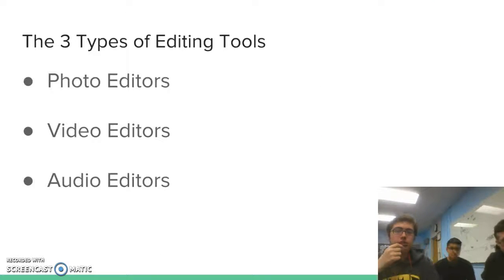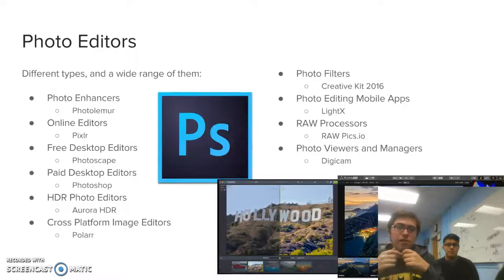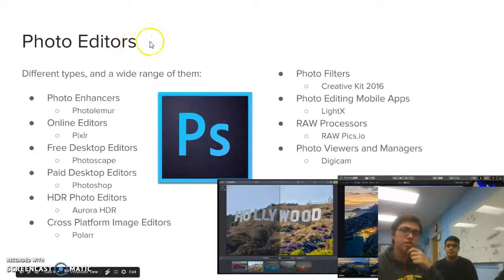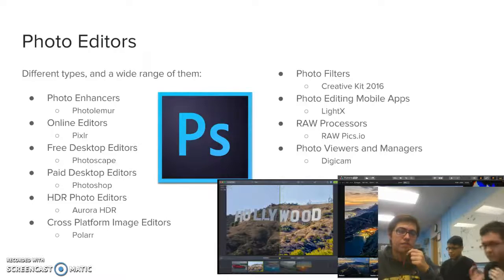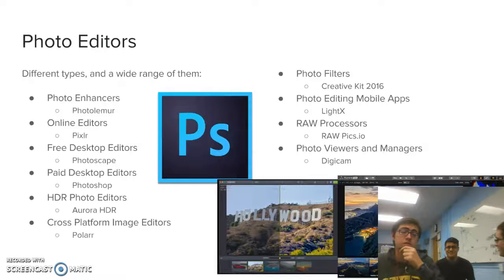So the three main editing tools are photo editors, video editors, and audio editors. Now, in terms of photo editors, you have a number of different categories because photography alone is a pretty large field. Photo enhancers automatically take a picture and enhance it so the user doesn't have to manually do it. Online editors, desktop editors, and so on, including photo editing mobile apps, all perform the same function of allowing the user to manually alter the picture, with the only difference being their platform.